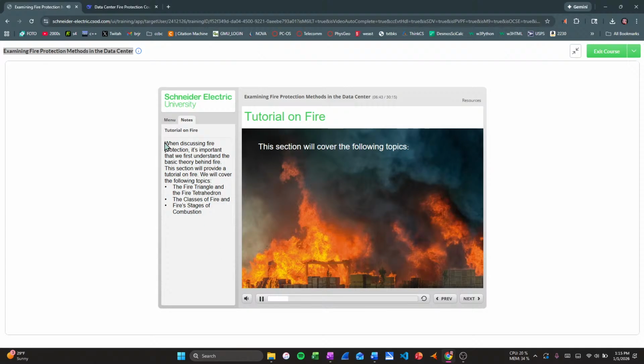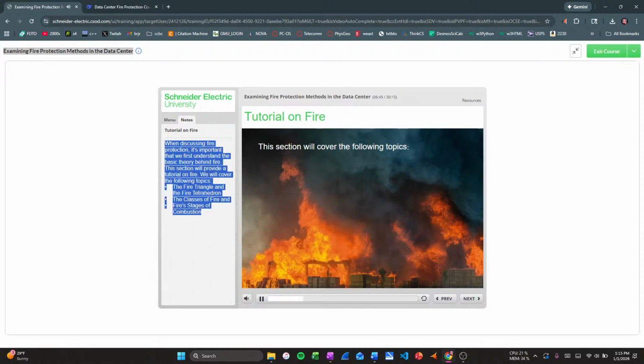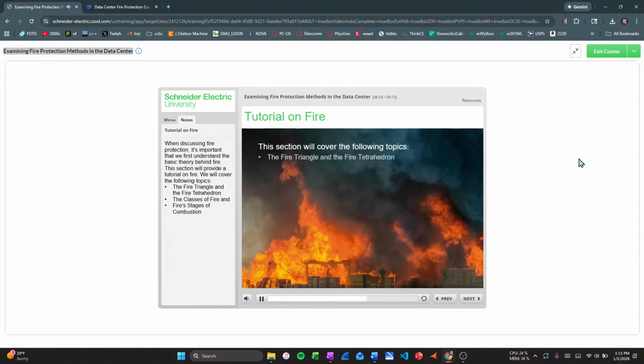Discussing fire protection, it's important that we first understand the basic theory behind fire. This section will provide a tutorial on fire. We will cover the fire triangle and the fire tetrahedron, the classes of fire, and fire's stages of combustion.